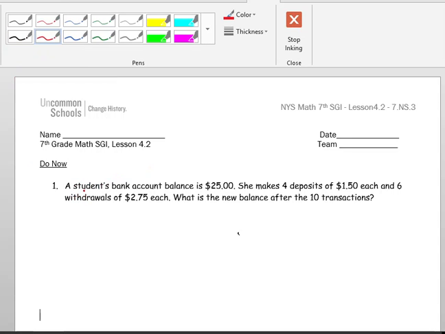So a student's bank account balance is $25. And a balance means that's how much she has. She makes 4 deposits of $150 each, $150 each, and 6 withdrawals of $275 each. What is the new balance after the 10 transactions?